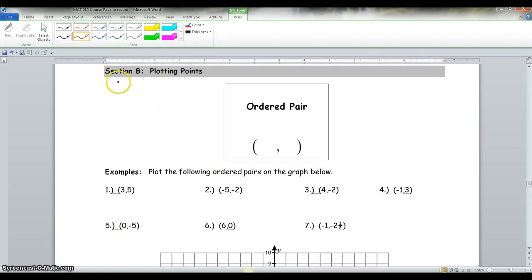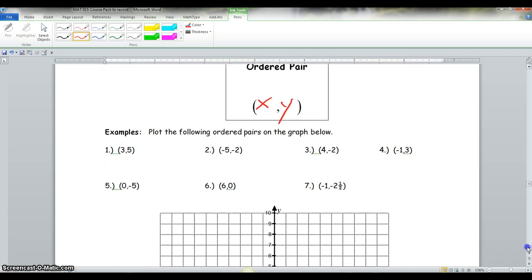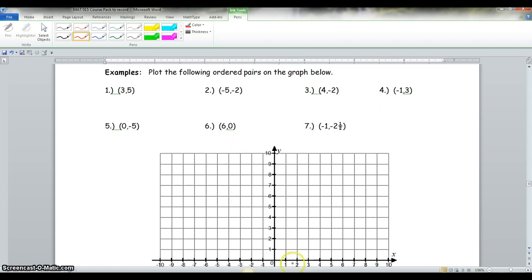Now, class, we're going to finish up this section. We're on section B now, plotting points. Now, we have our ordered pair. Now, I told you before that x always goes first and y goes second. Now, we're going to get into graphing on this graph here. Okay, now, this is how graphing goes.